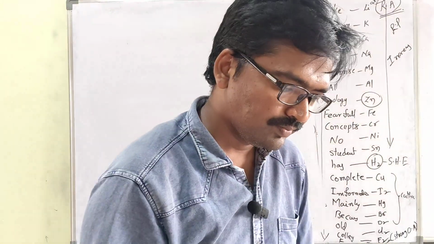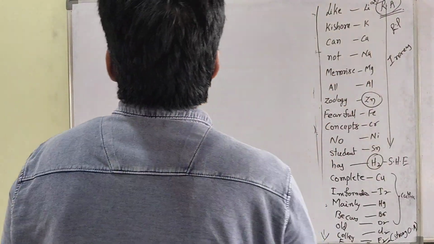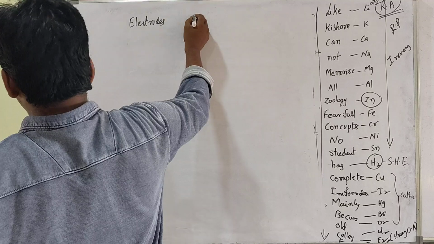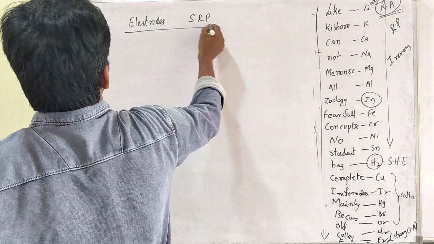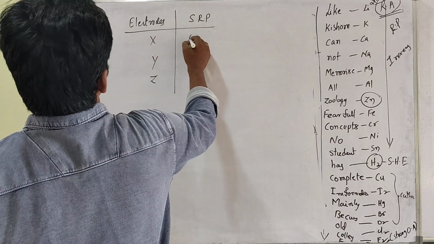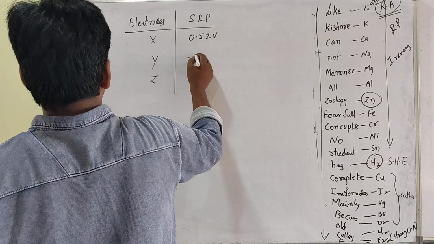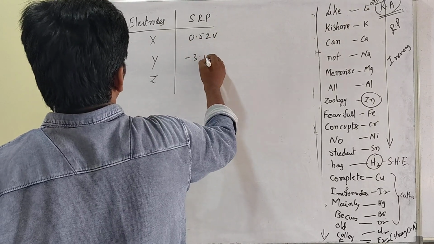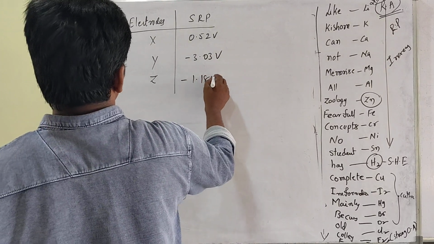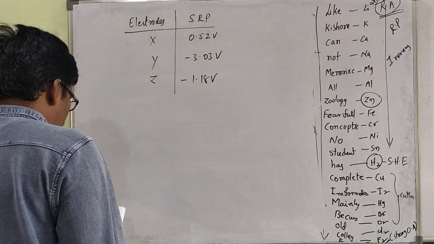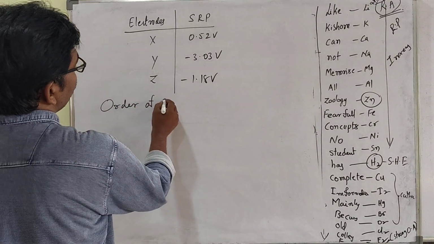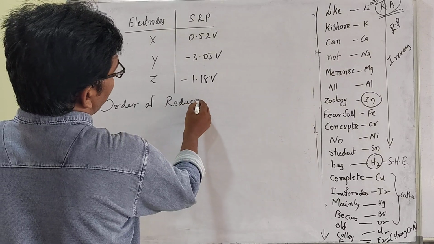Then one more question. Electrodes and SRP values are both given: electrodes X, Y and Z. The X value is 0.52 volts, Y value is minus 3.03 volts, and Z is minus 1.18 volts. They're asking for the order of reducing power.